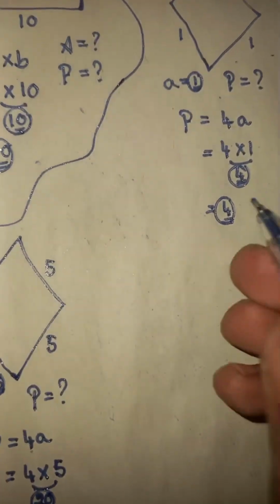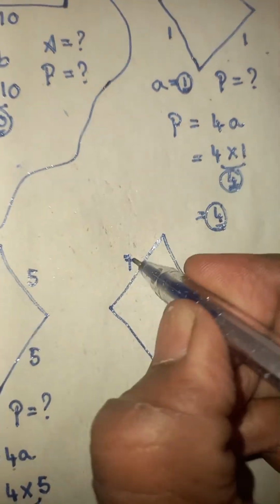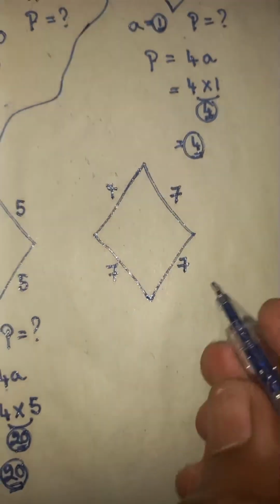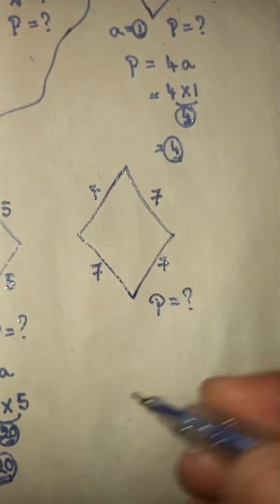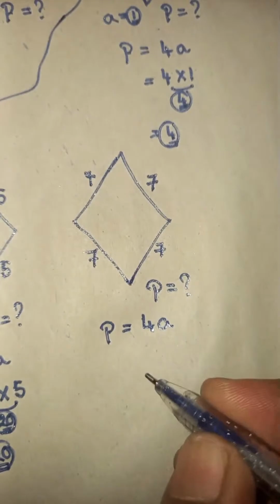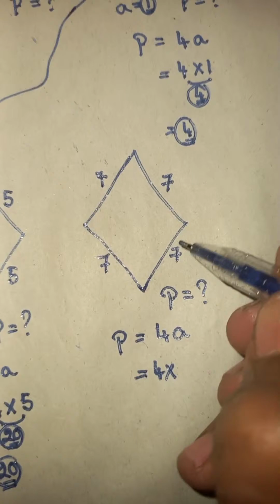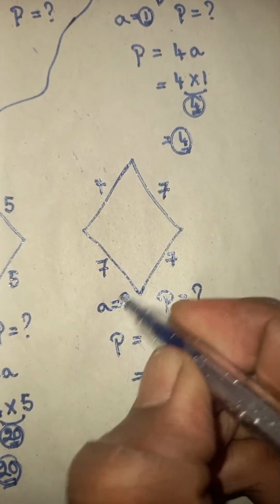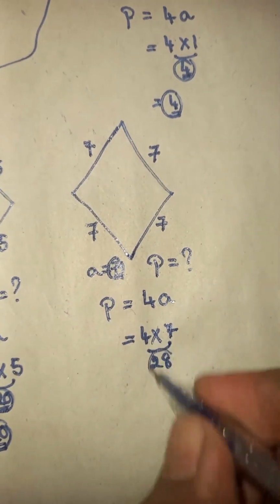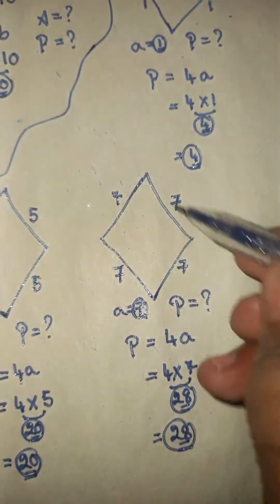Let's take one more rhombus. In this rhombus, they have given all sides equal to 7 units. When all sides are 7 units, find out what's the perimeter. Perimeter of the rhombus is 4 times the side length, that is 4 times 7 units. 4 times 7 is 28. The perimeter of this rhombus is 28 units.